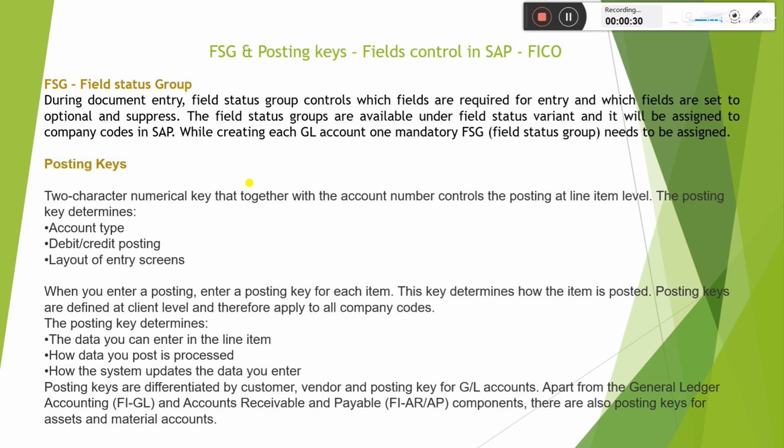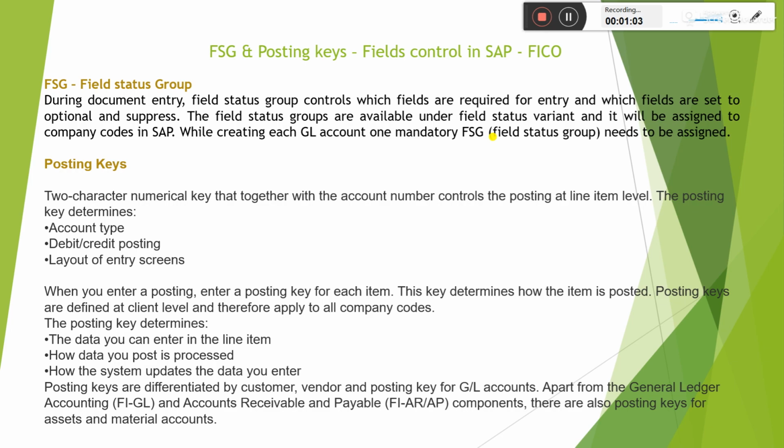Normally, when you are creating a GL master record, without having a field status group, the system will not allow you to create a GL master record. Okay, that is mandatory. It is controlled at the company code level. In every company code, you have a field status variant. Under one field status variant, you might have n number of field status groups. Based on your requirement or a client requirement, each GL account will be assigned to a particular field status group. With that, you control the fields of a particular GL account.